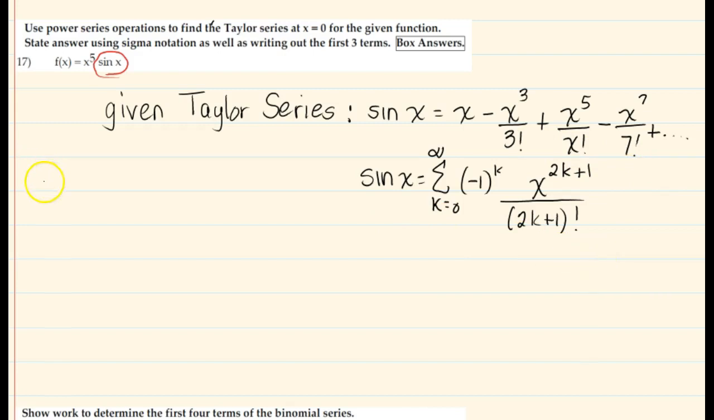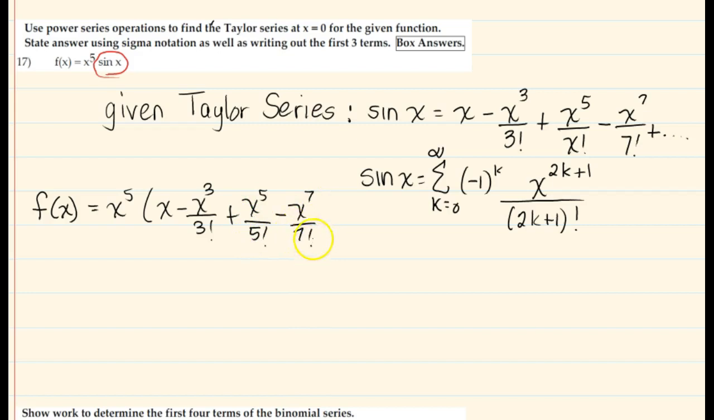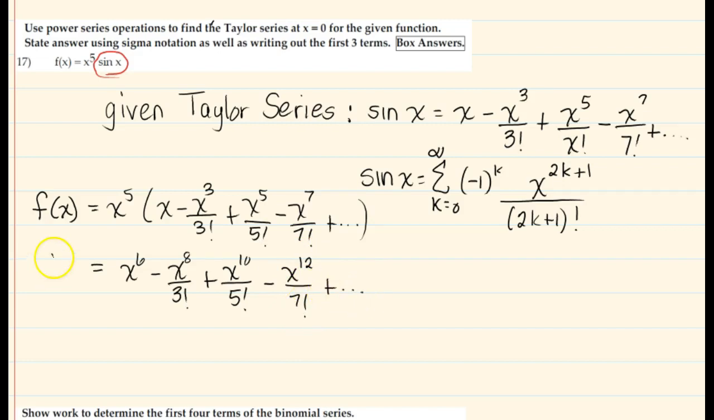So I wrote out what sine of x is in the first 4 terms, as well as what the sigma notation is. So for our f of x, we're going to multiply x⁵ by sine of x. So I'm going to write it as x - x³/3! + x⁵/5! - x⁷/7!, etc. So when I multiply it all out, I'm going to get x⁶ - x⁸/3! + x¹⁰/5! - x¹²/7!, etc.